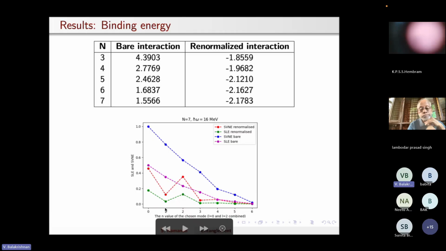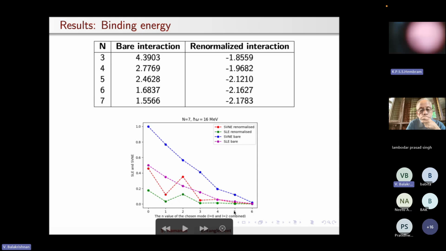Similarly, I take n equal to 1, which means I integrate over 0, 2, 3, 4, 5, 6. So that is my bipartite, that's my system and the environment. And I again look at SLE and SVNE. So what I'm actually showing here is the mode entanglement, which tells me how strongly entangled different modes are to the rest of the system.